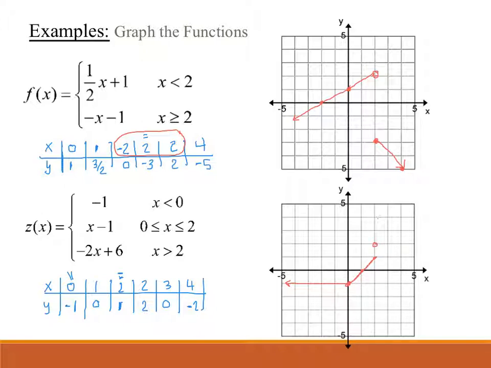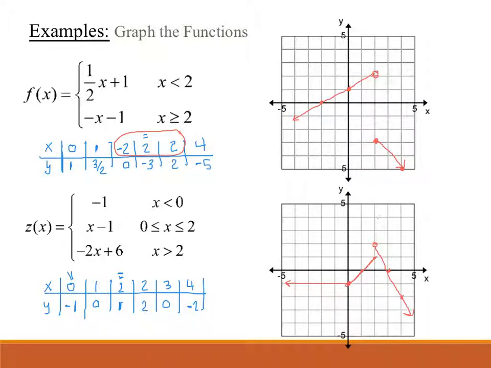And now we'll go in the opposite direction. When x is 3, we have a negative 6 plus 6, which is 0. And then when x is 4, we have a negative 8 plus 6, which is a negative 2. So now we're down here at negative 2. So now we have a line going from here down to here. And these lines don't touch, by the way.